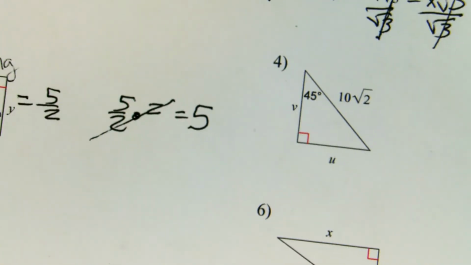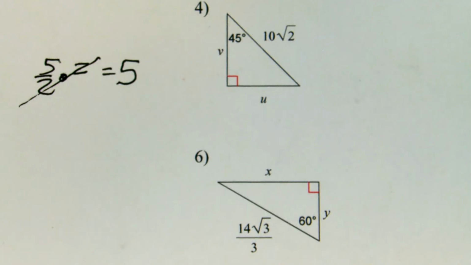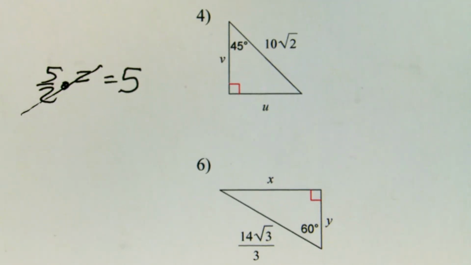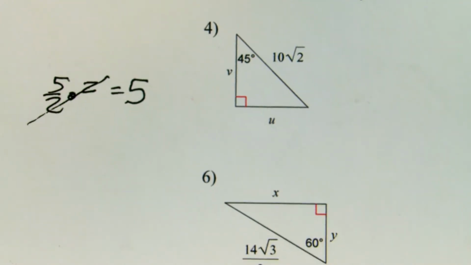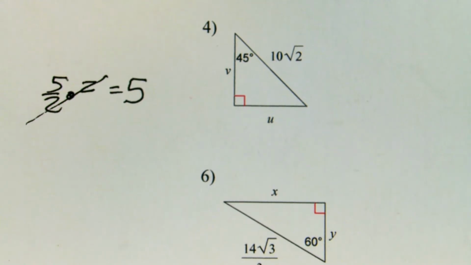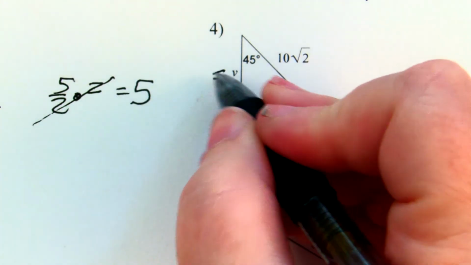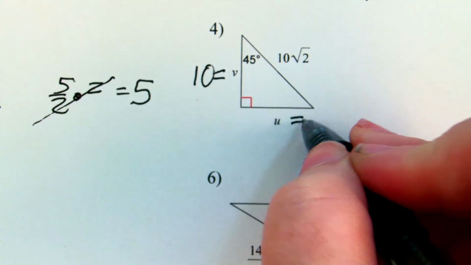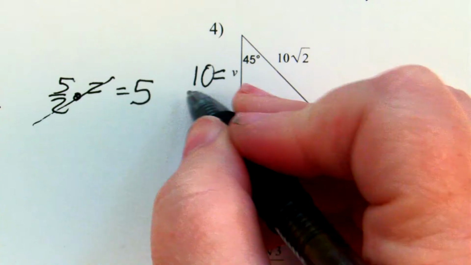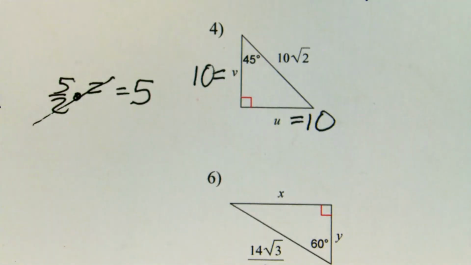What kind of triangle is this one? 45, 45, 90. And there's a 10 rad 2, which is x rad 2. So you divide by rad 2, and both legs are 10. 10, 10, 10 rad 2. That was an easy one. Hopefully you agree.